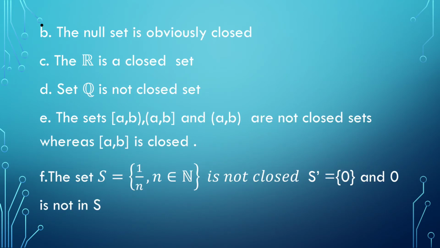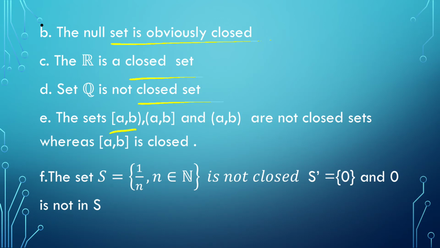B: the null set is obviously closed. That's trivial. The real set is closed. Then the rational set is not a closed set.